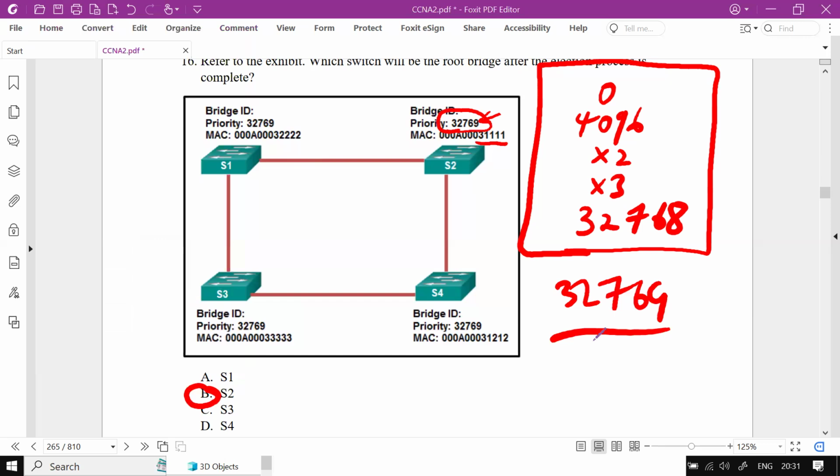But I'm asking, why do we have 32769 here? The default here is 32768. And is this a multiple of 4096? In your literature and notes, you see a lot of this number, which is default. But is it not 32768? That's the question I'm asking.